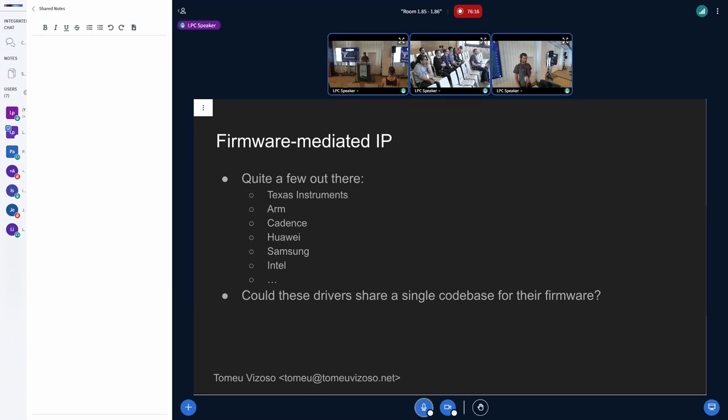Firmware-mediated IP. Some of these MPUs, all of them, have some frontend that processes the ring buffers or the command stream. In some of them that's done in silicon, and in some there's firmware doing that, and then afterwards writing the registers on the different components, which are not accessible from the CPU side. There's quite a few of them. Some have a DSP. Some of them have cores, like for example Cortex-M.